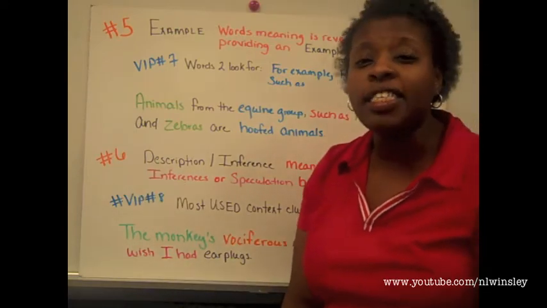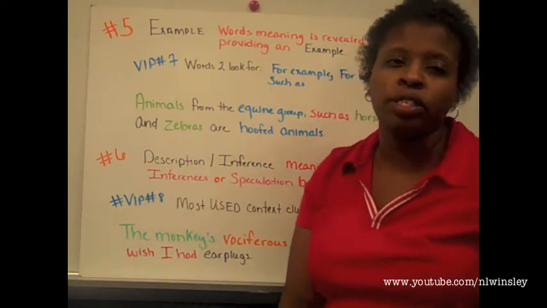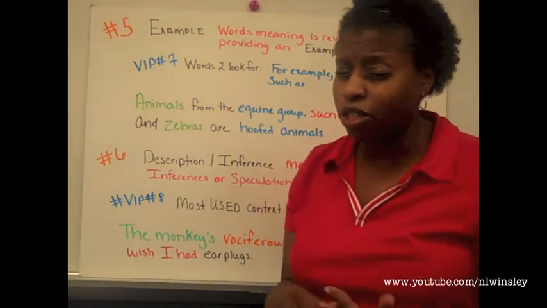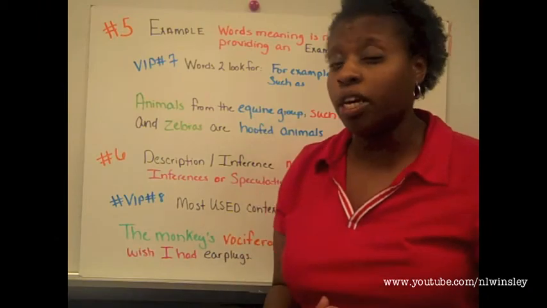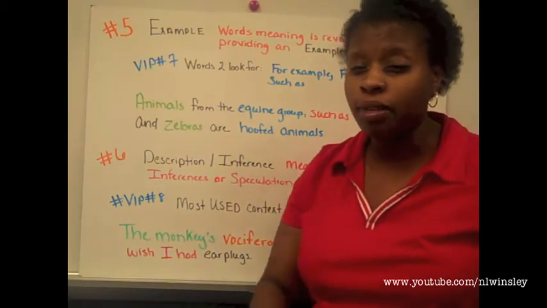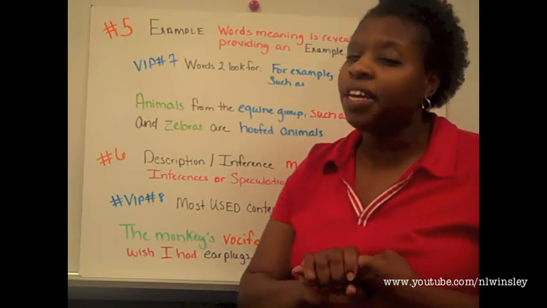And the last one. This is the most commonly used context clue device. So your four most commonly used context clue devices, let's go over those again. Description and inference, example, synonym, and then definition.